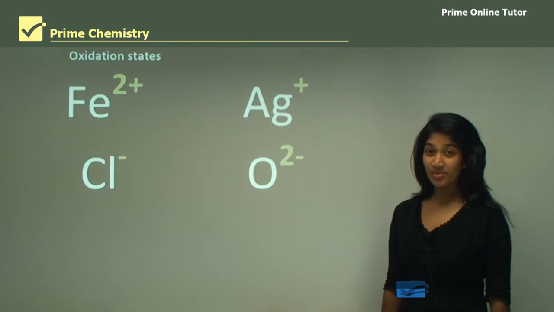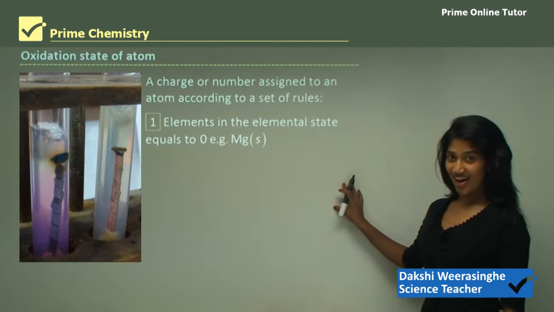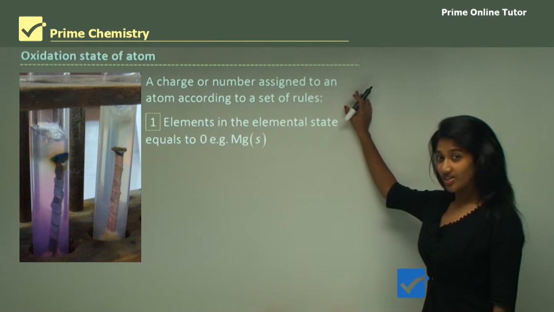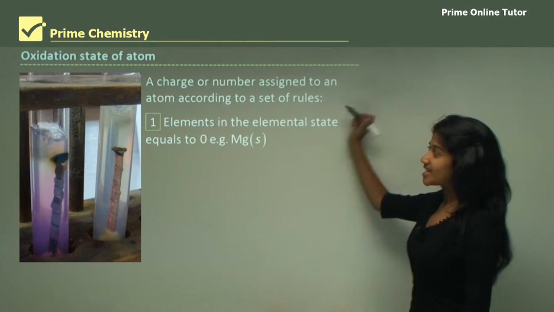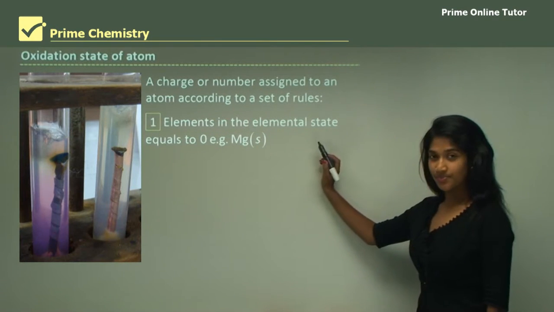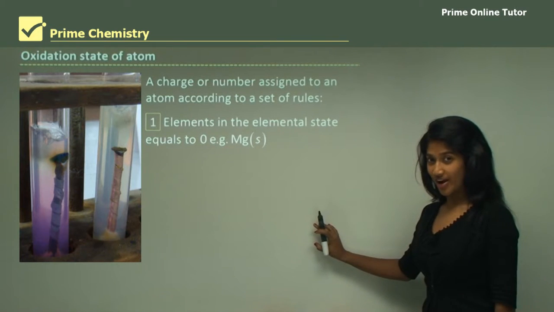Everyone, today we will be learning about oxidation states. Now let's get started. Oxidation state of an atom. So what is an oxidation state of an atom? It is a charge or a number that is assigned to an atom according to a set of rules, and we'll be looking at the set of rules right now.